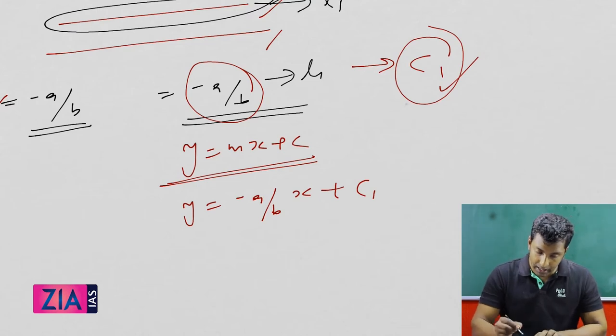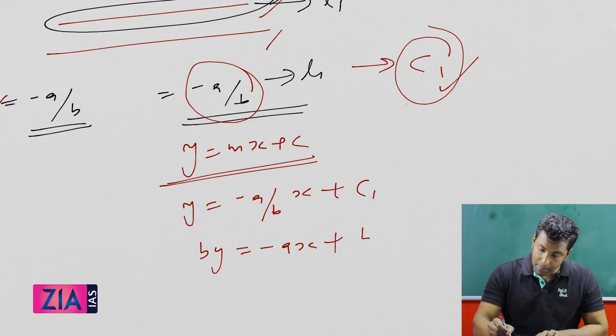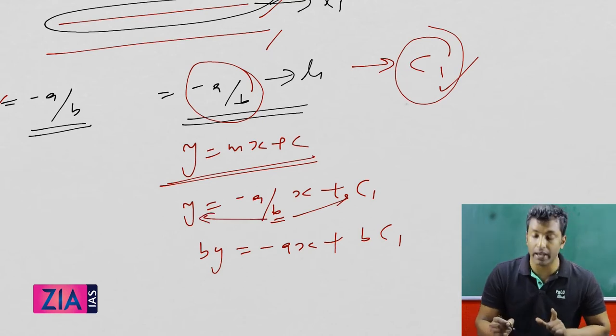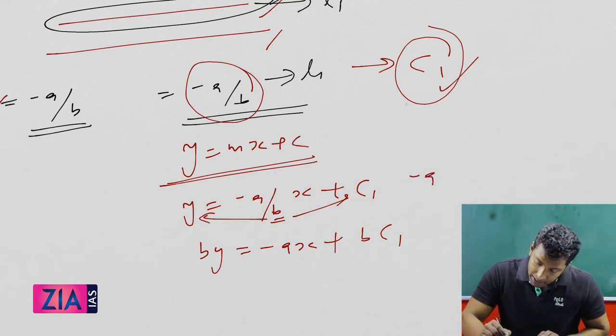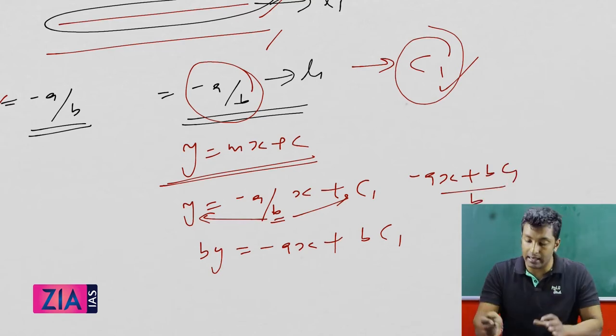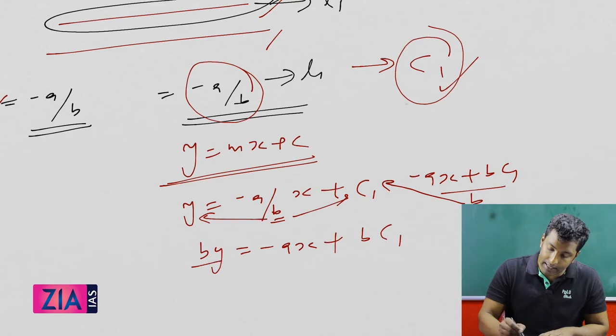Now you can take this b to this side. So what will happen? By equal to minus ax plus bc1, because b is the denominator. We'll take the LCM here and take that b here. Ultimately this becomes minus ax plus bc1 by b when you take the LCM, and then this b goes to the other side, so by.